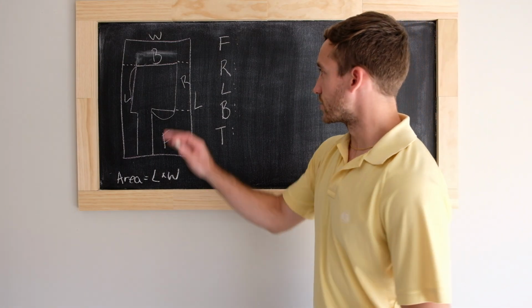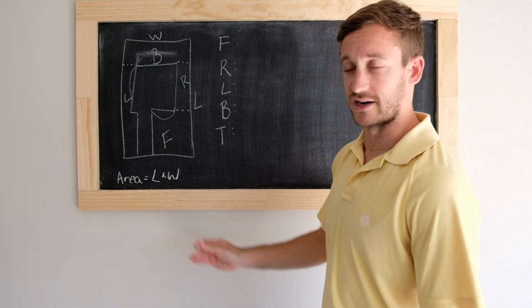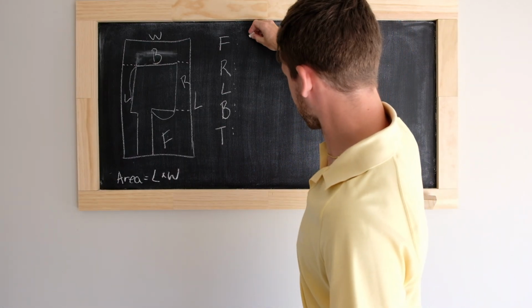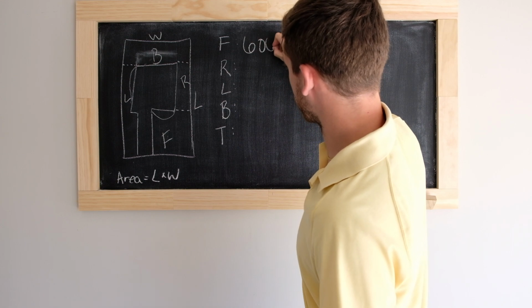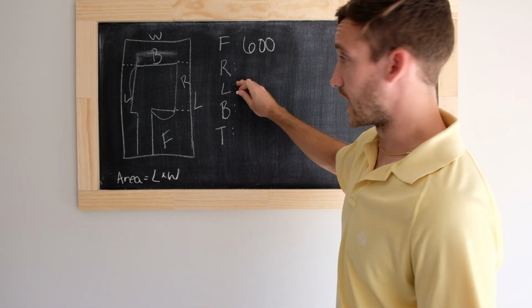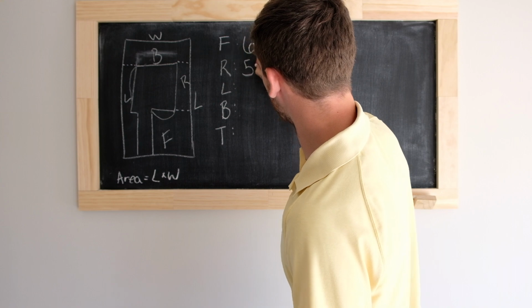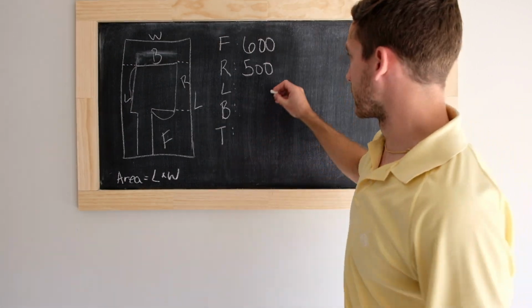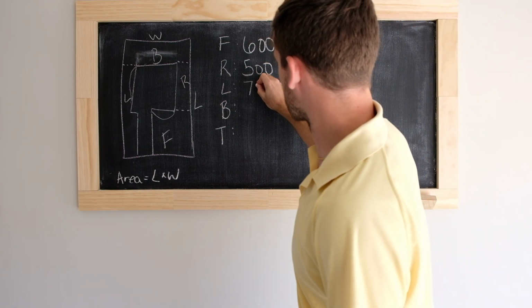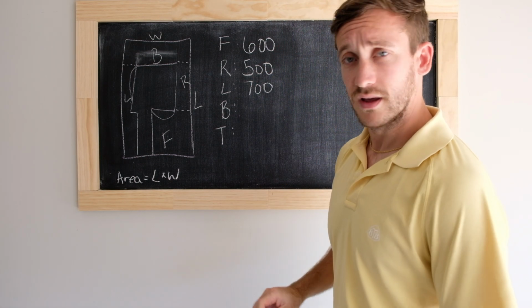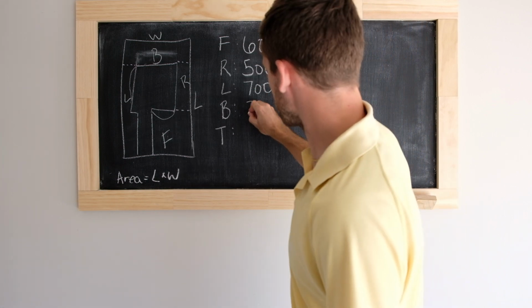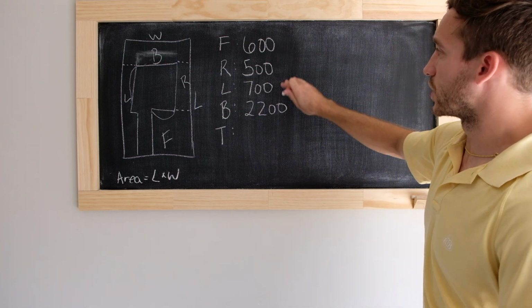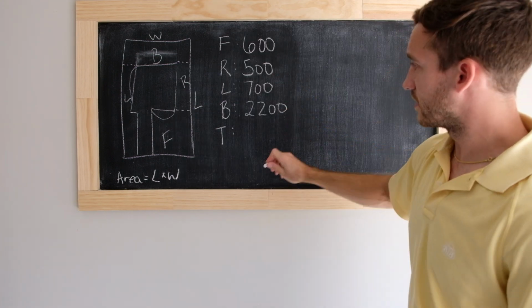Okay, so let's talk specifically about each one of these areas. You just watched me go and measure. My front yard is 600 square feet. My right side is 500 square feet. My left side over here is 700 square feet. And my back is 2,200 square feet. So if we add these all up, 1,800, 4,000.